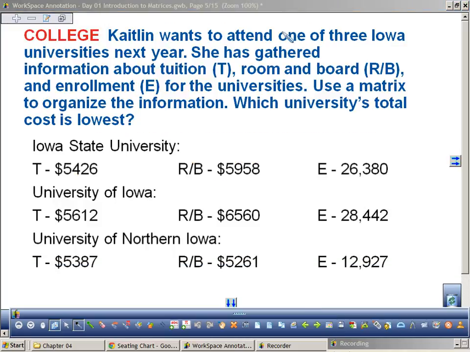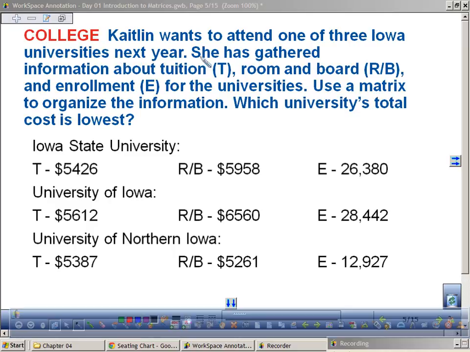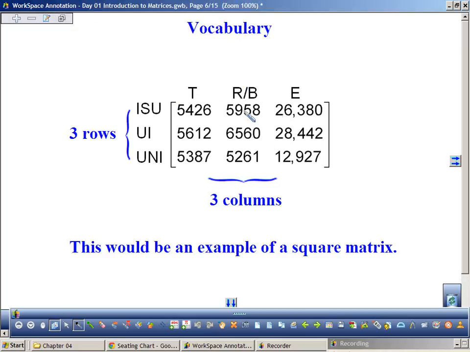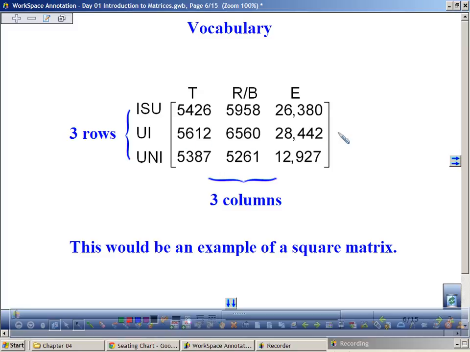All right, so college. Caitlin wants to attend one of the 3 Iowa universities next year. She has gathered information about tuition, room and board, and enrollment. See, this is tuition, room and board, enrollment. Use a matrix to organize the information. Which university's total cost is lowest? You don't need to write this down. It's simply put the numbers in a matrix. You could total this university right here, total it across, total this one across, and total this one across.